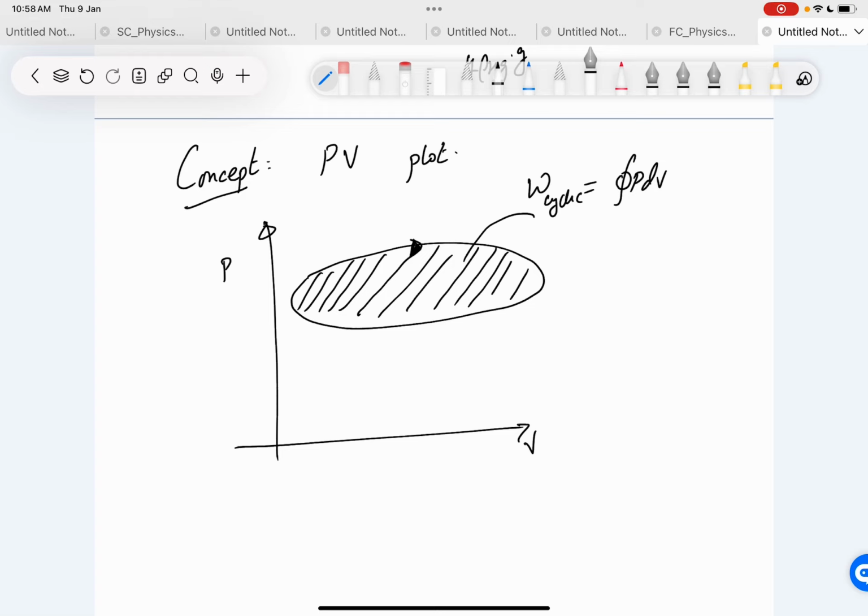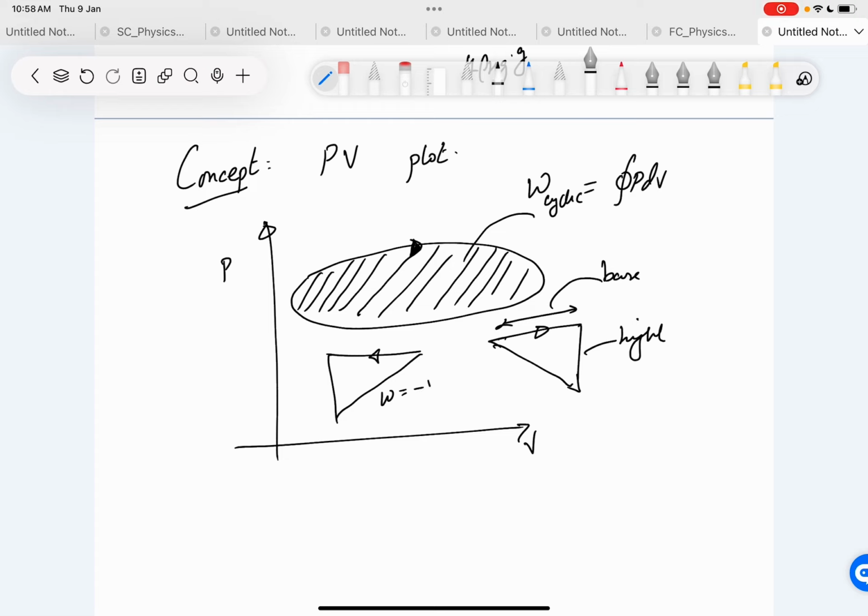For example, if there is a triangle, you can do half base multiplied with the height, half base into height, and that gives us the value of the cyclic work. Now if the arrows are in the anti-clockwise sense, then the work is a negative value for one particular cycle.